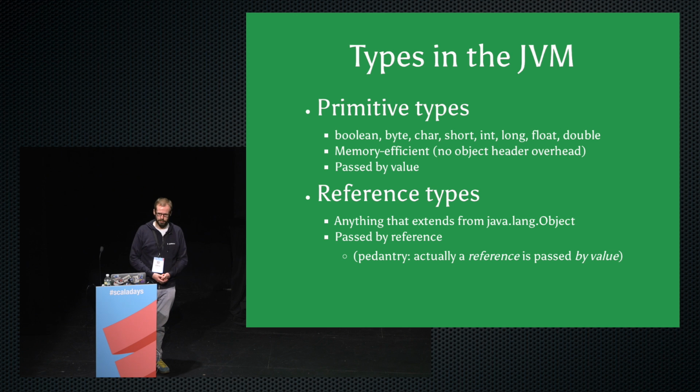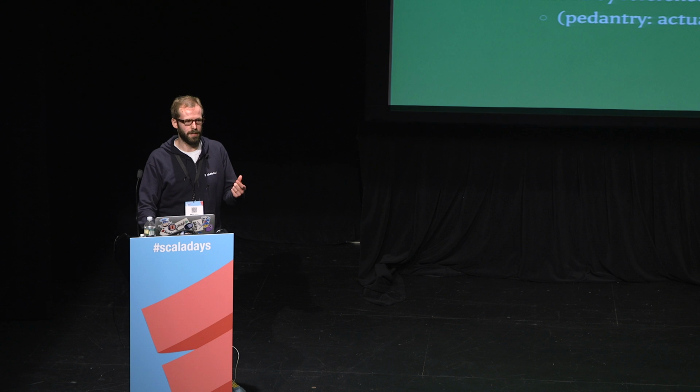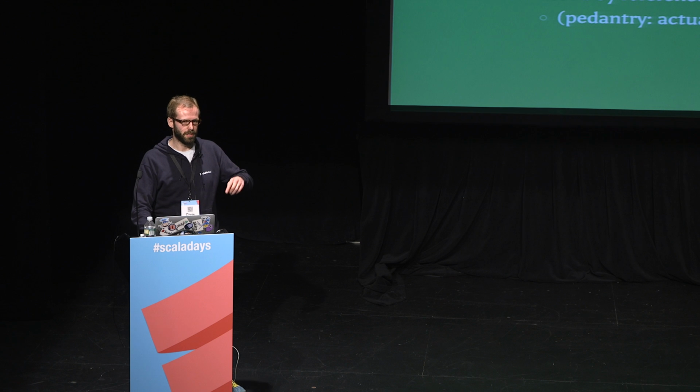And reference types are everything else. So anything that extends from Java lang object. They are stored on the heap whereas primitives can be stored on the stack. And if you want to reference them, then you need to pass a reference to the object, not the object itself. So there's a level of indirection there. If you're working with a primitive, then you have the value right there. You can do what you like with it, but the reference, you have to do a jump from the pointer to the object itself.